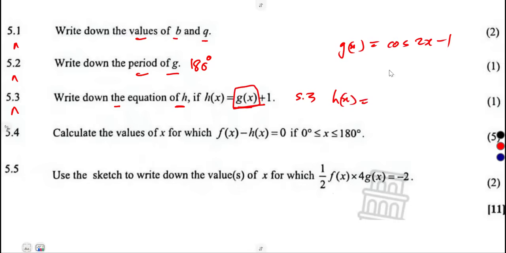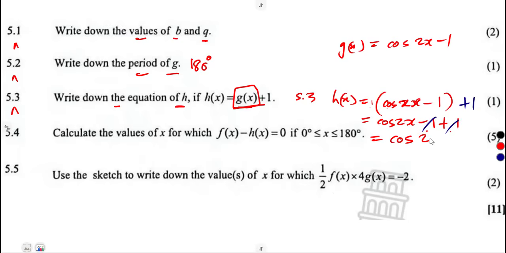You take the gx as it is. This is your gx, cos 2x minus 1 as it is. Then you must add a 1. So when you add a 1, what are you going to have? Here it's just like 1 times everything, which is cos 2x minus 1 plus a 1. So minus 1 plus 1 cancels, that's a 0. So that's cos of 2x. So that's our hx, which is cos of 2x.